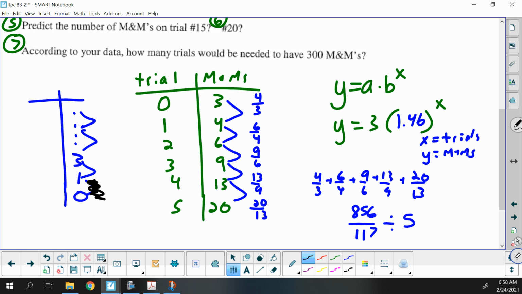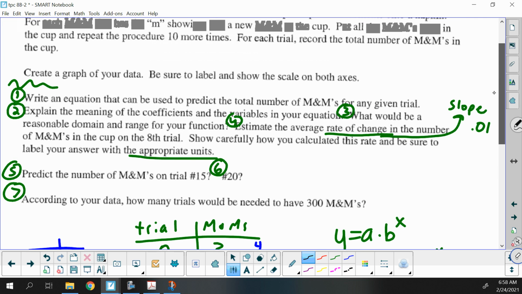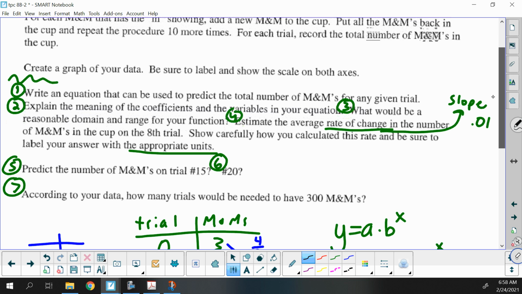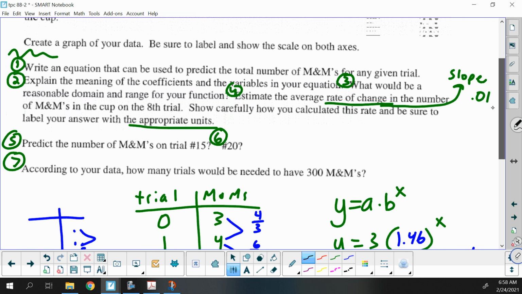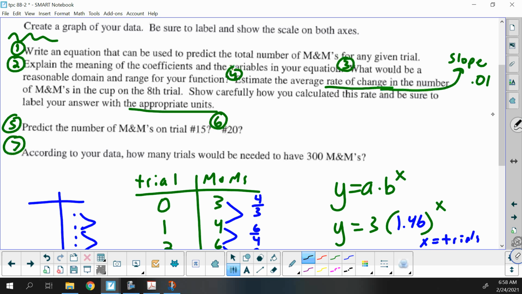So the goal again for today is to at least get through the questions for experiment 1, hopefully be able to start experiment 2 as well. And remember, you're doing this all on a separate sheet of paper.